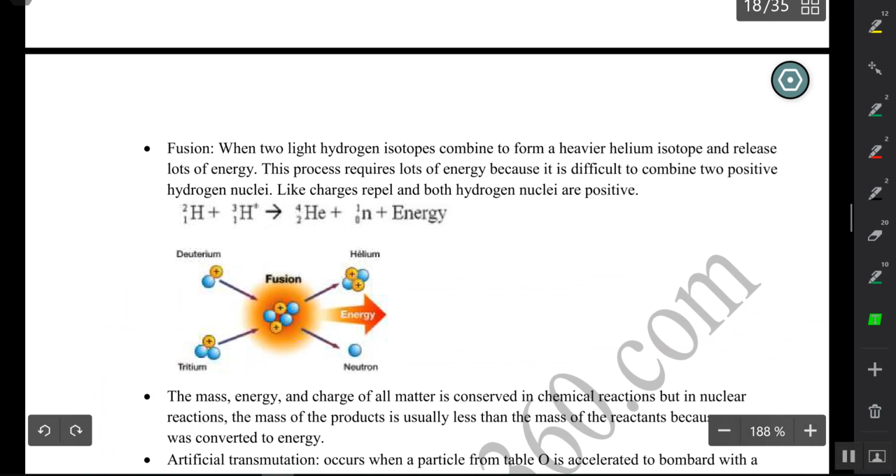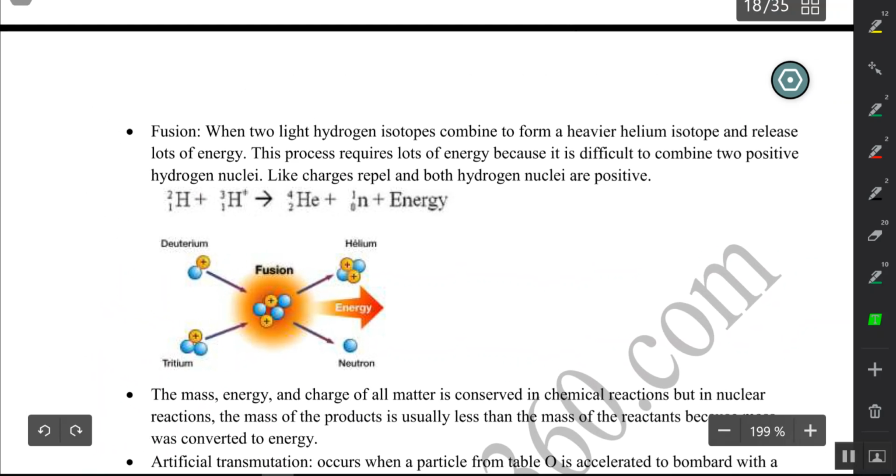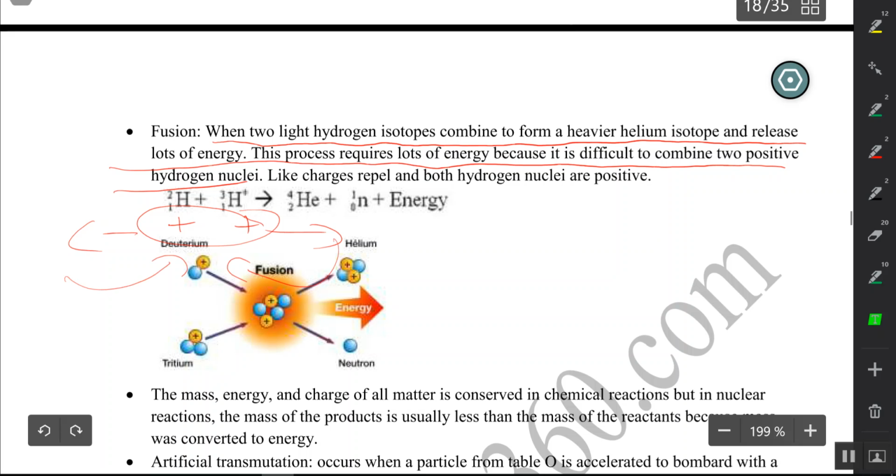Now fusion is actually a natural process, a very clean process that takes place in the sun. Let's read about it. Okay, very difficult. This is positive and this is positive. Like charges repel. So this one will go in that direction and that one will go in that direction. You have to force them to combine together. And this would usually require a lot of energy. Energy as much as the energy present in stars and stars like our sun.